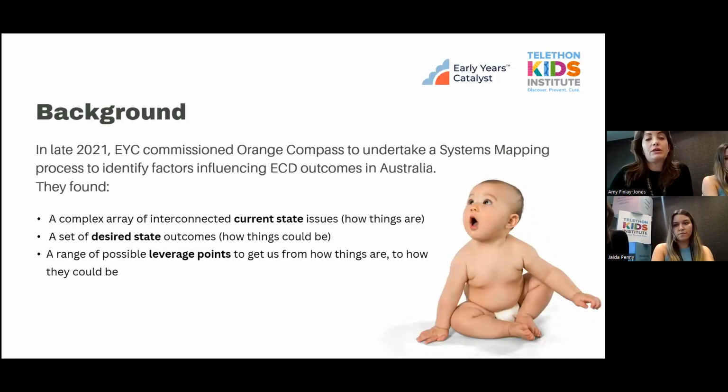So just to give you some background to this project, which many of you may already be familiar with, in late 2021, the Early Years Catalyst commissioned Orange Compass to undertake a very comprehensive systems mapping process to identify factors that are influencing the ECD outcomes in Australia and the systems that we have, and there are many of them. And what they found in this systems mapping process was a complex array of interconnected current state issues, how things are, as well as a set of desired state outcomes, so how things ideally could be. And in addition to those, they uncovered a range of possible leverage points to get us from how things are to how they potentially could be.